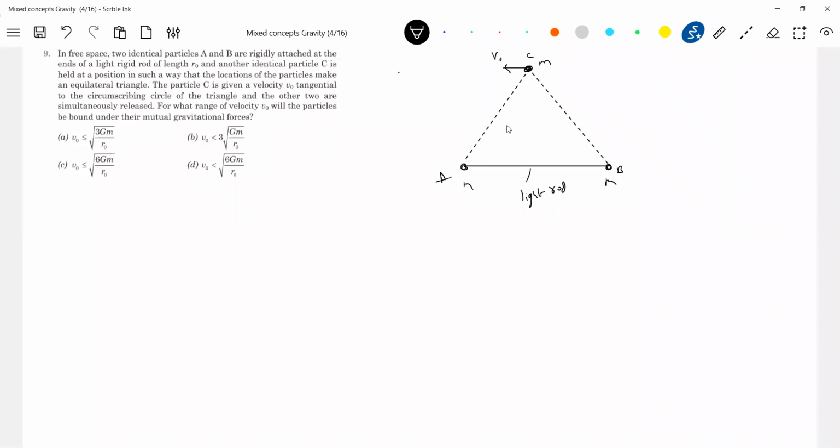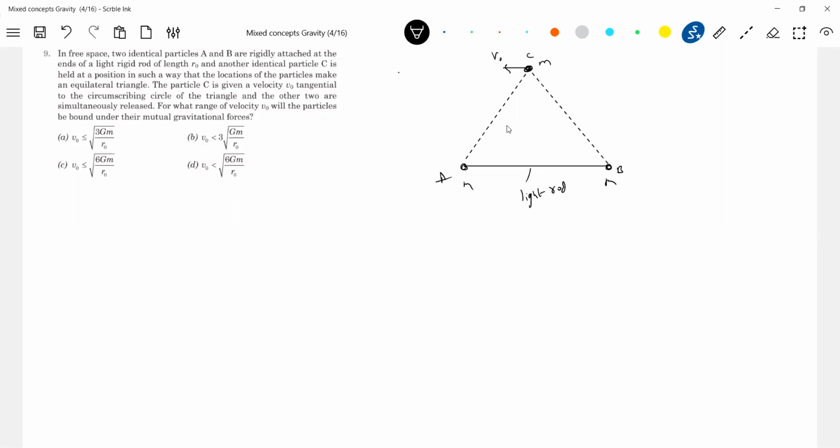Okay, fine. Now the other two are similar to this. For what range of velocity v0 will the particles be bound under their mutual gravitational forces? If the velocity is greater than that, they don't get bound. If the speed of the projected particle is less than that, they'll get bound. Okay, we'll just equate things, then greater than, less than, from that we can make it.